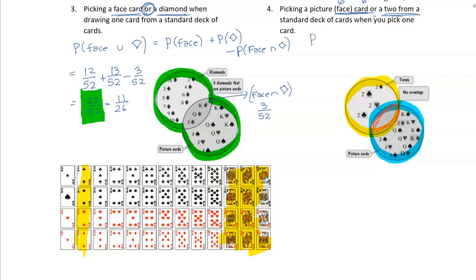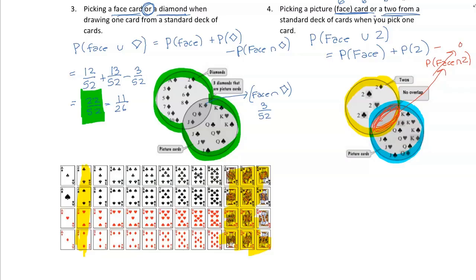The probability of being a face card or a 2 is going to be the probability of a face card plus the probability of a 2. Now, for just a moment, let's say we start doing this problem and we don't realize that there isn't an intersection. We're just going to start off the problem and be like, okay, now I'm going to subtract the probability of a face card and a 2. As I get into this problem, I'll realize, hey, the intersection here is 0. So this will go away.